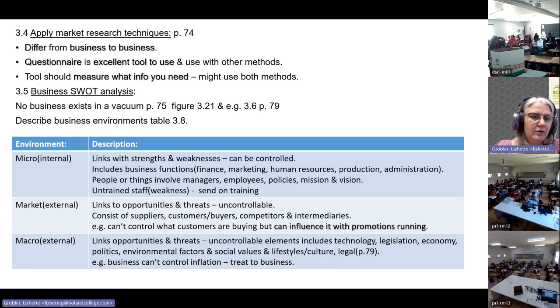So you can't control what the customers are buying, but you can influence it with promotions that you run, sales, discounts, anything in that line. Then the macro or external environment. This is then also where you link the opportunities and threats. That is also uncontrollable elements that are included here, like technology, legislation, economy, politics, and also the environmental factors, also your social values and lifestyles or cultural.